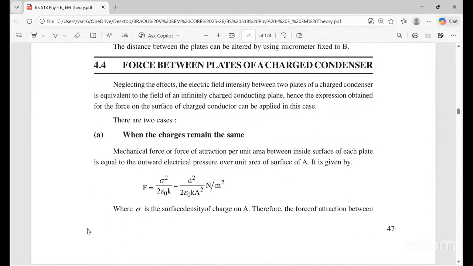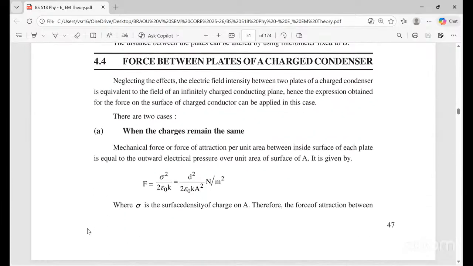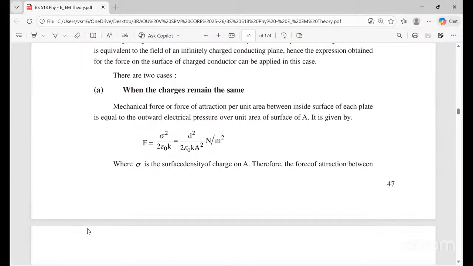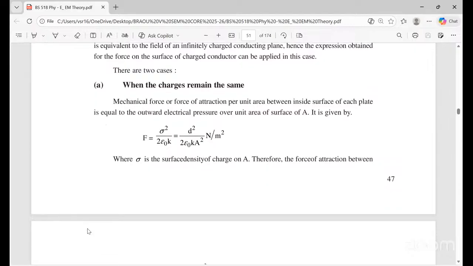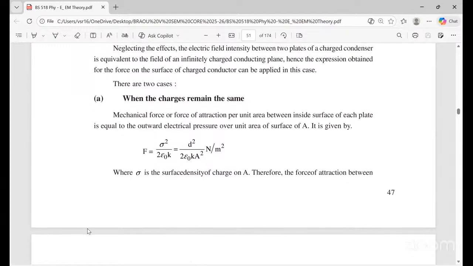Force between the plates of the charged condenser. Force value F. The mechanical force of attraction per unit area on the inside surface of each plate is equal to the outward electric pressure over a unit area of the charge. So F equals sigma square by 2 epsilon naught K.